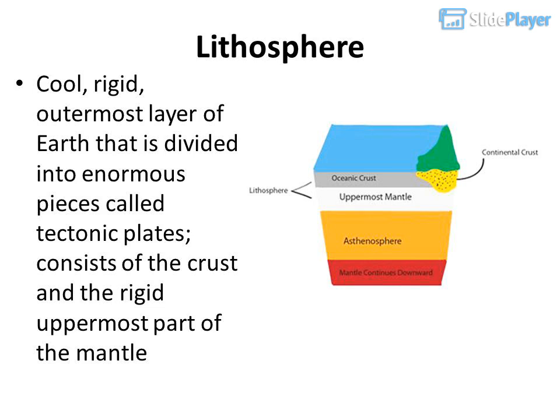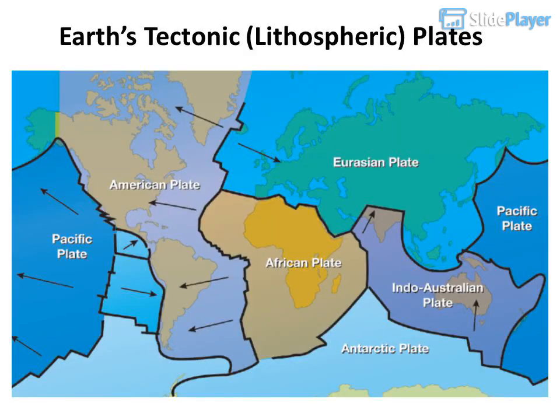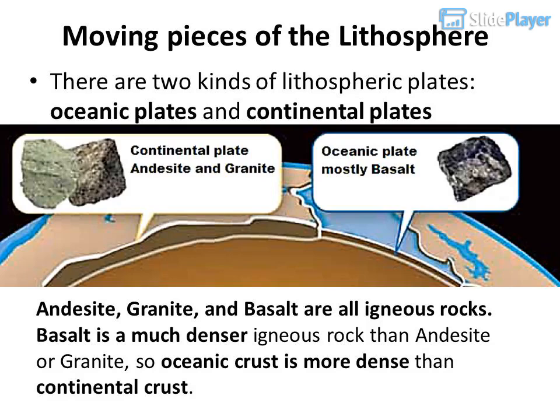Lithosphere: the cool, rigid, outermost layer of Earth that is divided into enormous pieces called tectonic plates. It consists of the crust and the rigid uppermost part of the mantle. Earth's tectonic, lithospheric, plates are moving pieces of the lithosphere. There are two kinds of lithospheric plates, oceanic plates and continental plates.